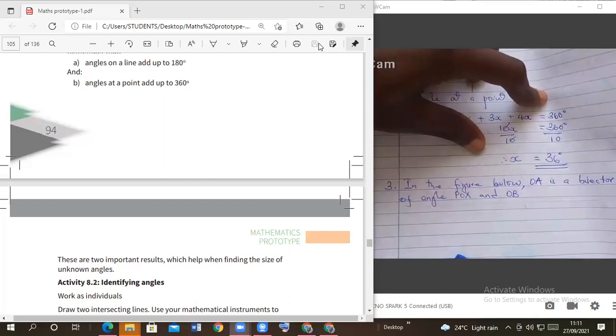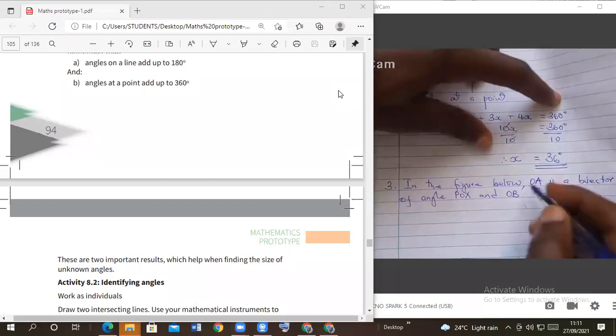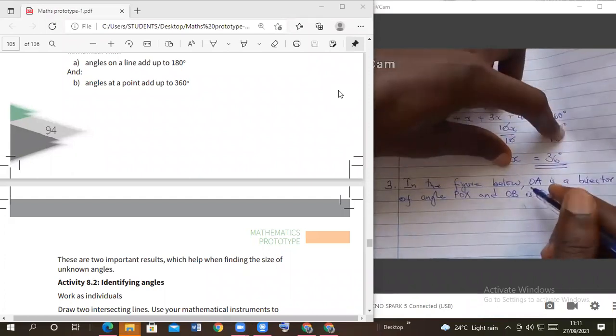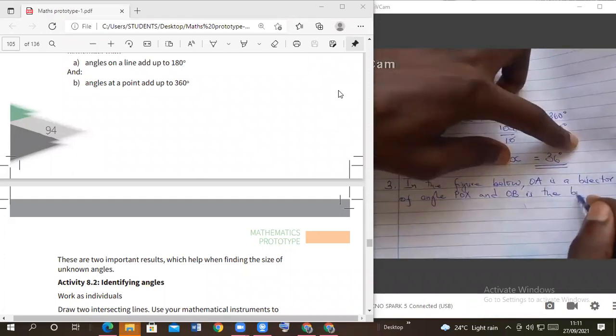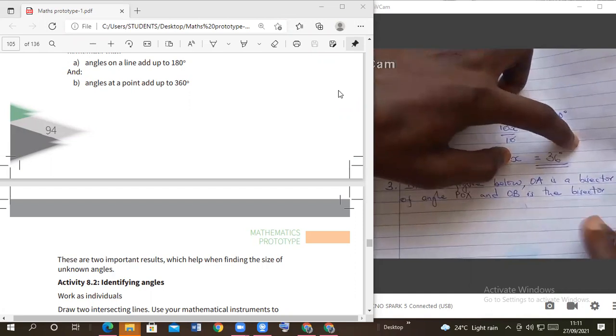Please, if you are not serious, I'm going to remove you from this lesson. If you are not serious, I'm going to remove you from the lesson, please. You are interrupting others, please.